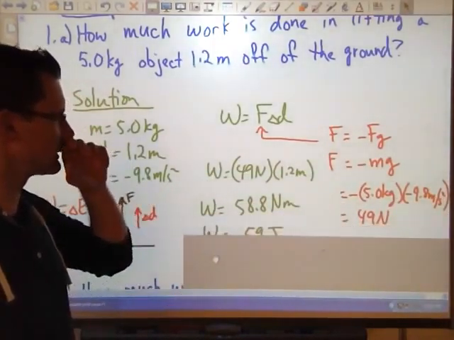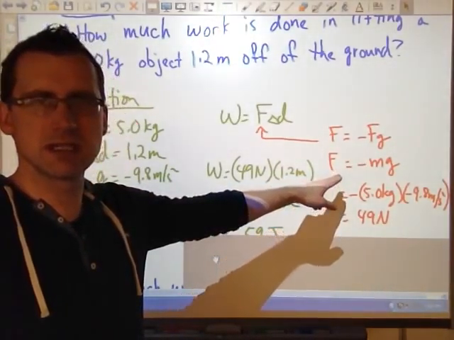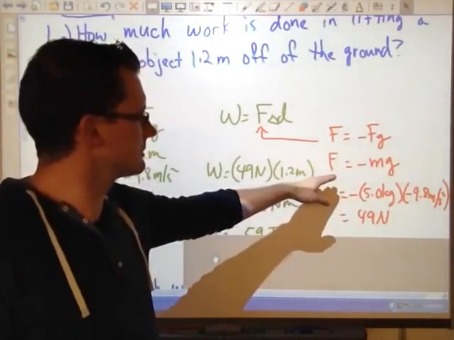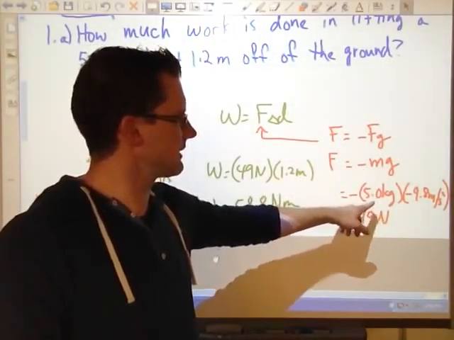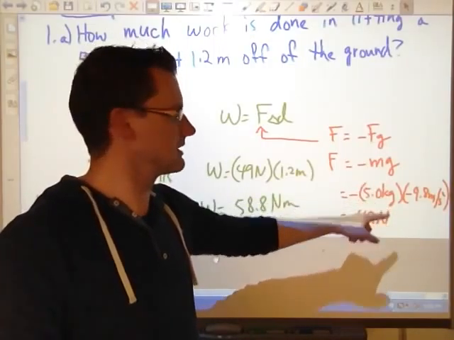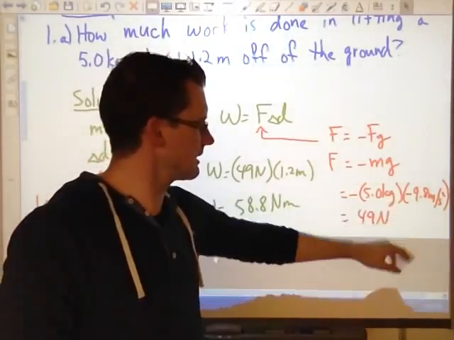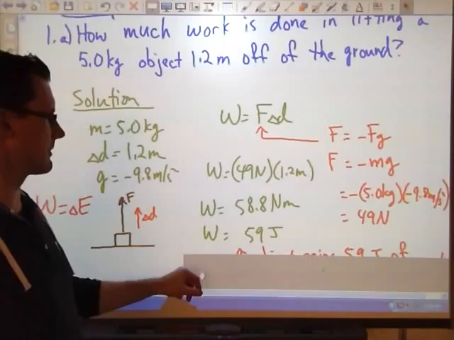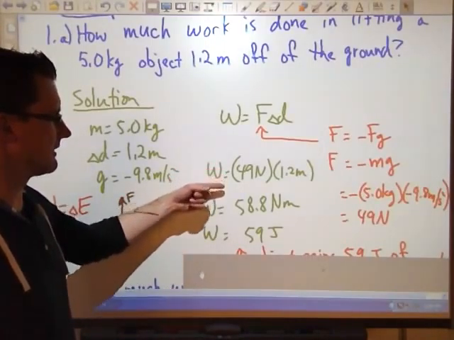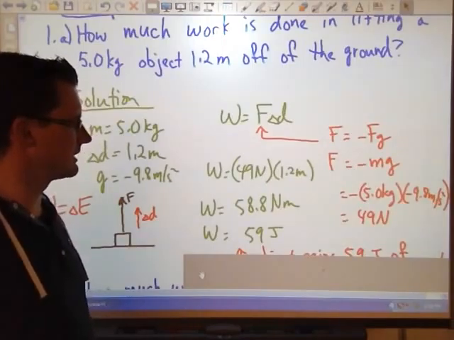So over here, I just did that over on the side, figuring out the applied force I would need. So force is equal to the negative of mass times gravity. The mass is 5.0 kgs. Gravity is negative 9.8 meters per second squared. So I get negative, negative, positive 49 there. Easy. Then just simply put that back in the equation. The applied force is 49 newtons, acting 1.2 meters.